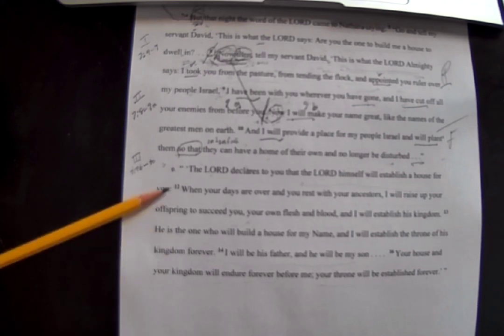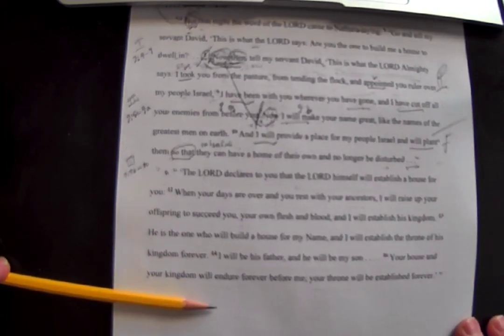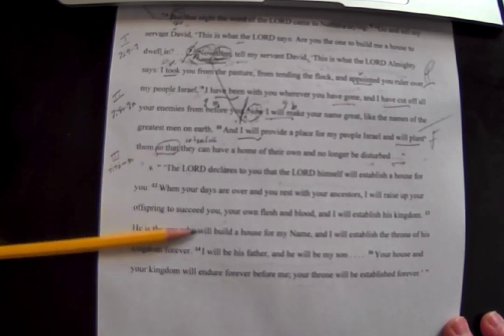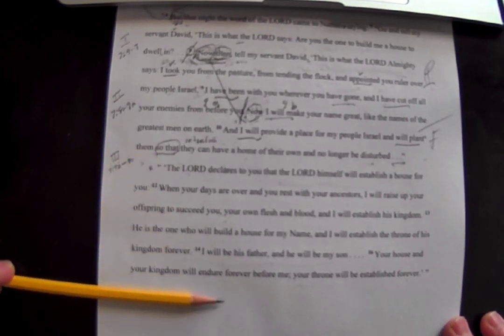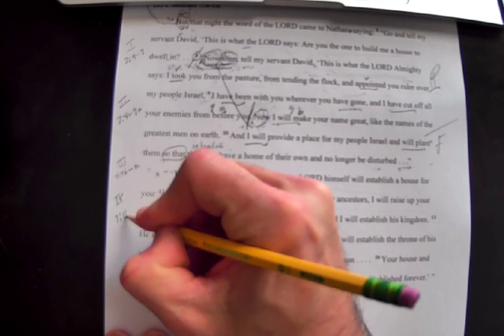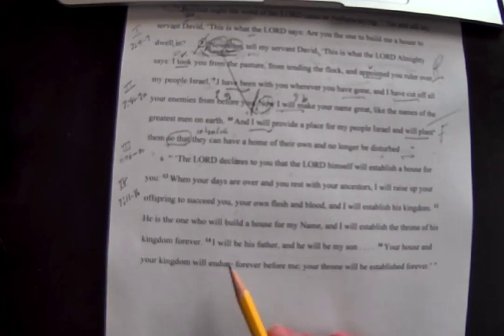Well, you shouldn't. You shouldn't see anything. This section is a unit. There is no divide anywhere in it. There's nothing that indicates a transition. So we have 4 units, with this being 7:11 through 16. So there were no transitions here.